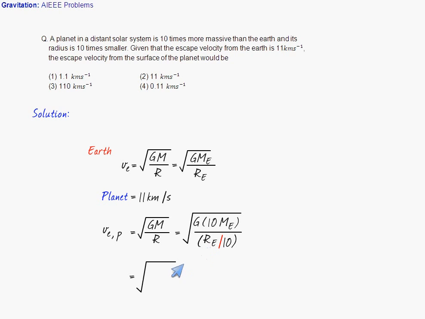So this will become once again root GMe by Re times root 100. Root 100 means 10. So root GMe by Re is known as 11 km per second, multiplied by 10, which is equal to 110 km per second. So we got the escape velocity from the surface of the planet as 110 km per second. That value is given in option 3, so 3 is the answer.